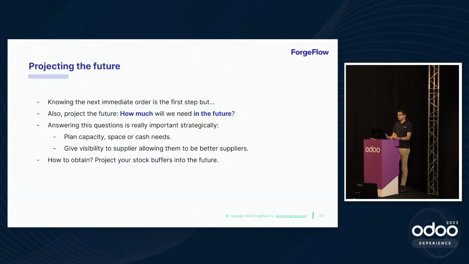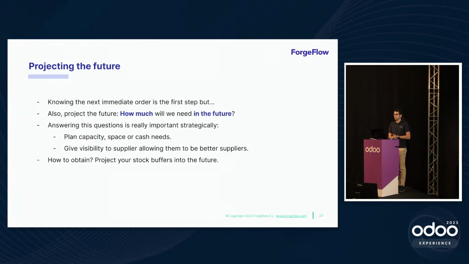But I also need to plan the future. So it's good to have a plan for the future. And it's important to plan strategic decisions like capacity, space, cash needs. So you need to anticipate that. Also, and here again, I mentioned collaboration. So it's important also to give visibility to your suppliers.